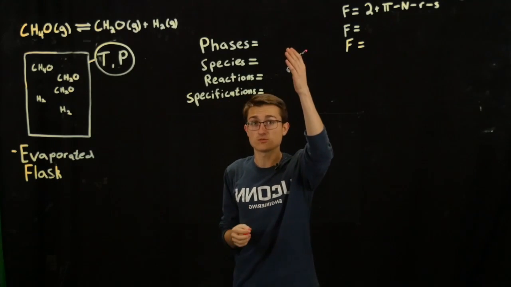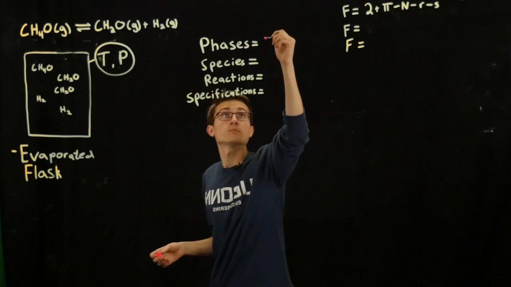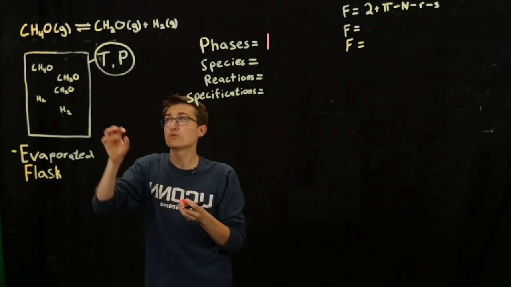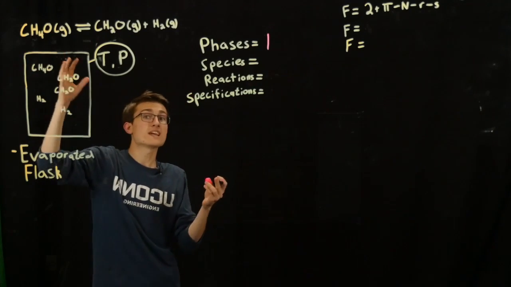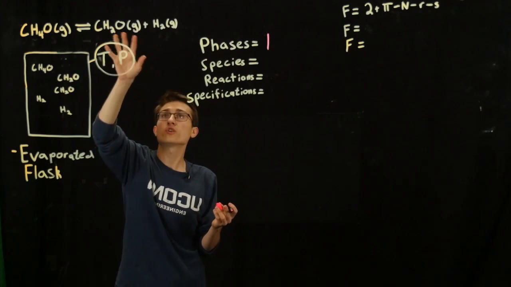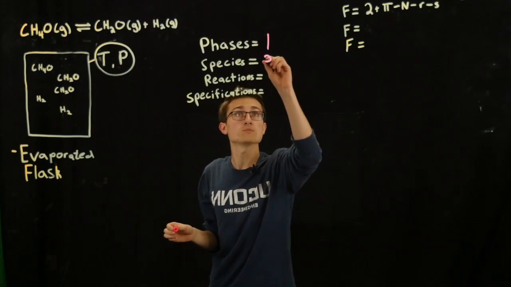First, let's look at the phases we have in this system. Obviously, it's all gaseous, so we're just going to put 1 for phases. Let's look at our species. We have 1 species to start, but with this new reactive system, we have 3 species total, and we're going to assume that all 3 of those are present at equilibrium, which is very important. So we're going to have 3 species.